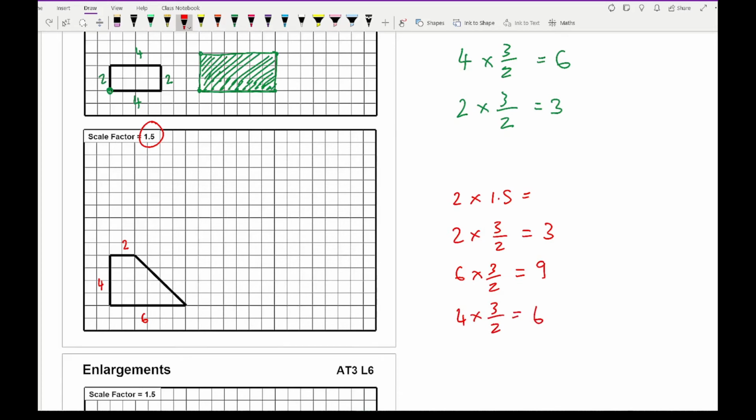So looking at those points, rather than going 6, I'm going to go 9. So that's 3, 3, and 3. So that's going to be there. And rather than going 4 up, I'm going to go 6 up. So that's going to be there. And rather than going 2 across, I'm going to go 3 across. So that's going to be there. Then all I then need to do is join the points up like so. There we go. And we just shade that in to have our new shape.